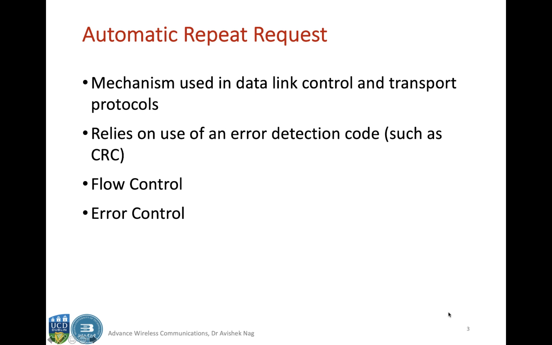This mechanism relies on the use of an error detection code, which can be any error detection code, for example cyclic redundancy check or any other forward error correction code. And automatic repeat request involves flow control as well as error control.